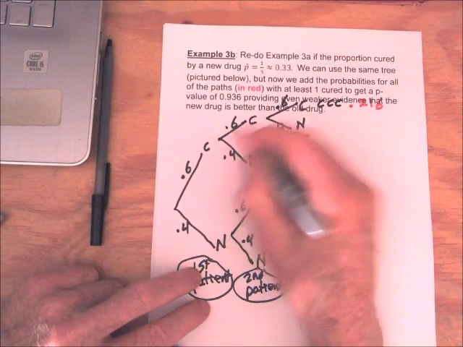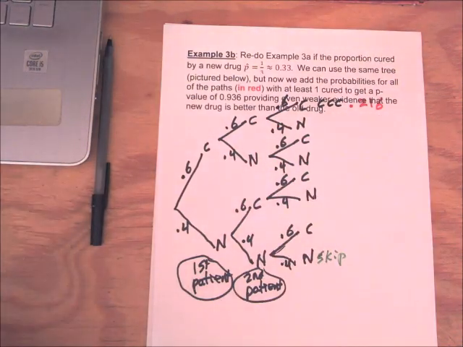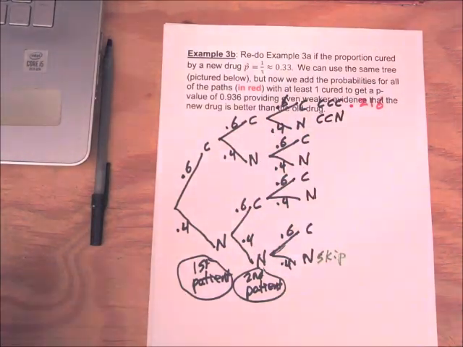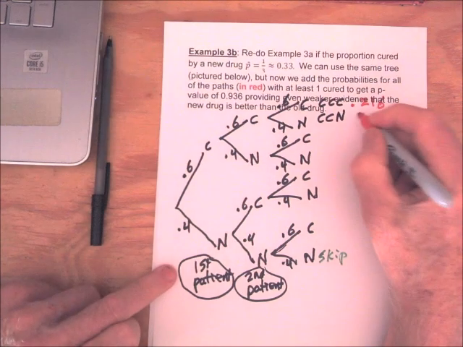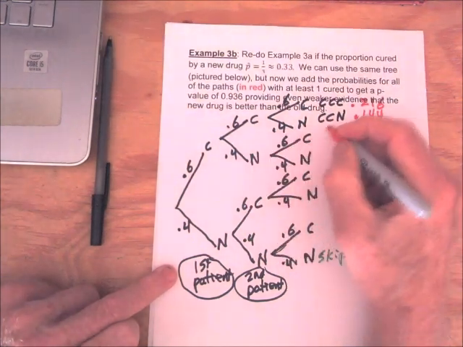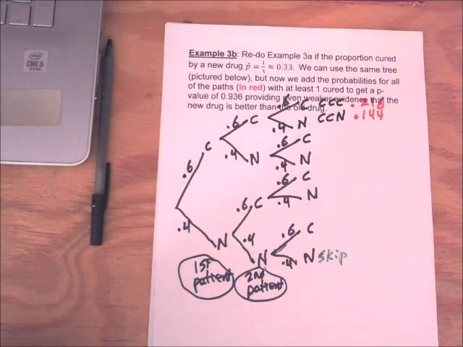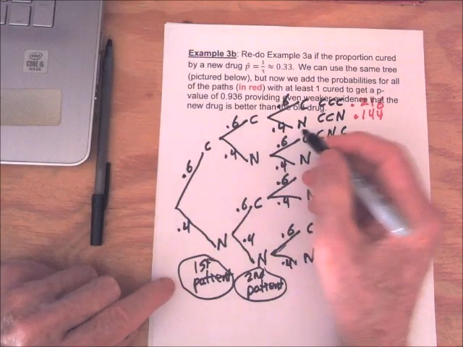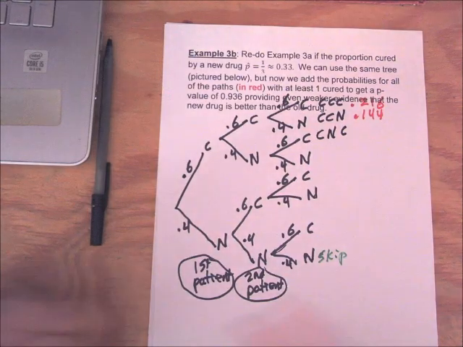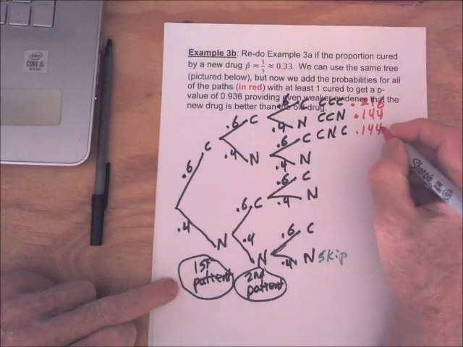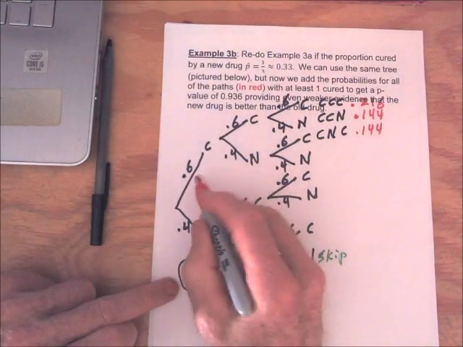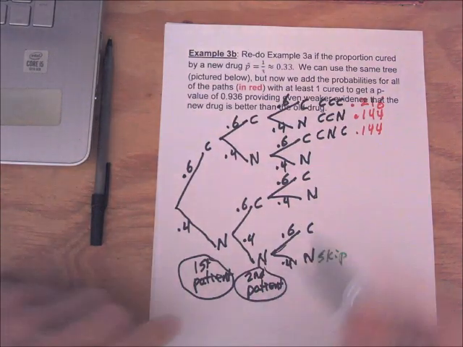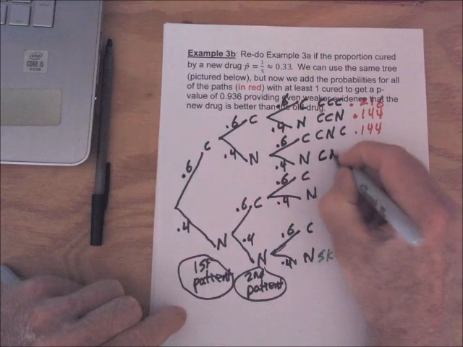And then cured, cured, not. So that'll be 0.6 times 0.6 times 0.4, 0.144. Cured, not cured, cured. It's going to be 0.6 times 0.4 times 0.6, 0.144. Cured, not, not. So that'll be 0.6 times 0.4 times 0.4. So that'd be 0.096.